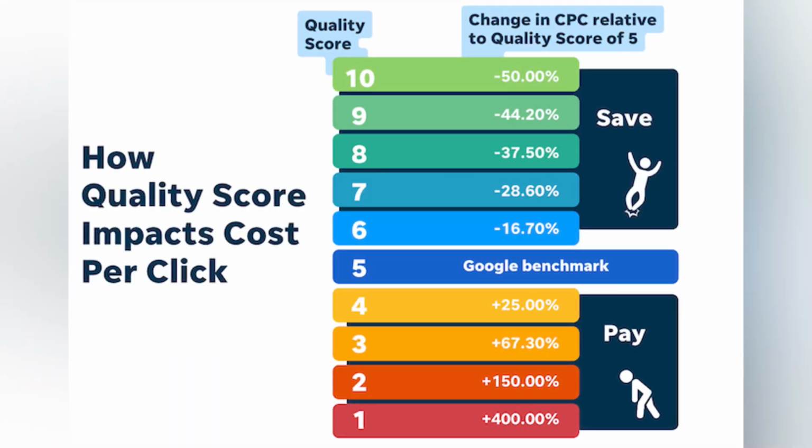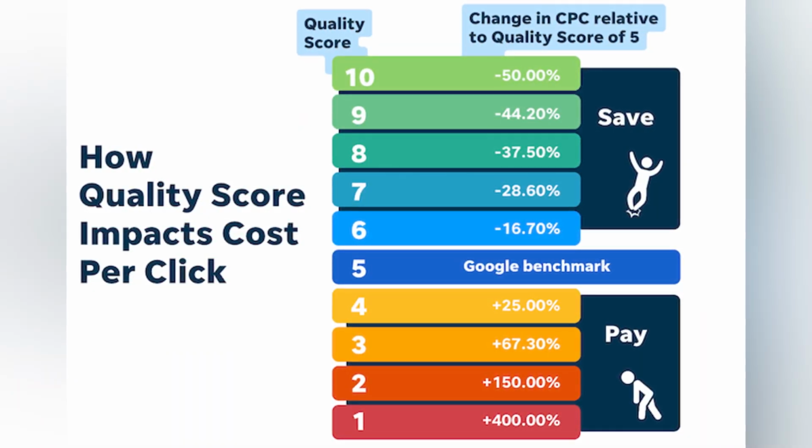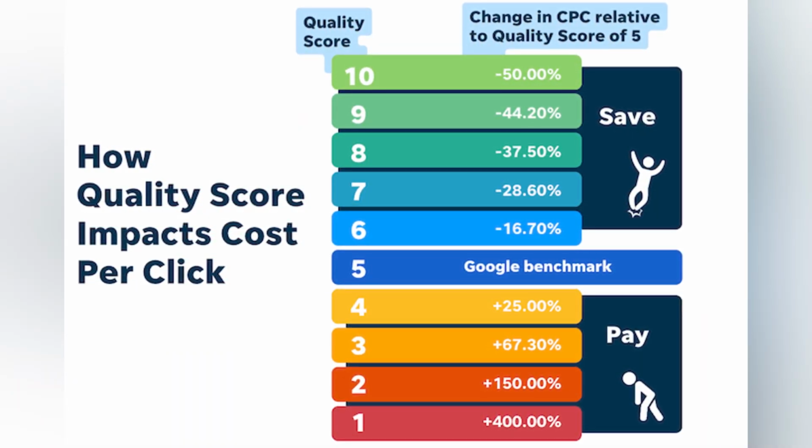Your ad copy should reflect the keywords you're bidding on, and your landing page should deliver exactly what your ad promises and the keywords in your ad. The smoother, more congruent and consistent this feels, the less you'll pay per click. For example, you can get up to 50% discounts on your clicks if you've got a really high quality score.